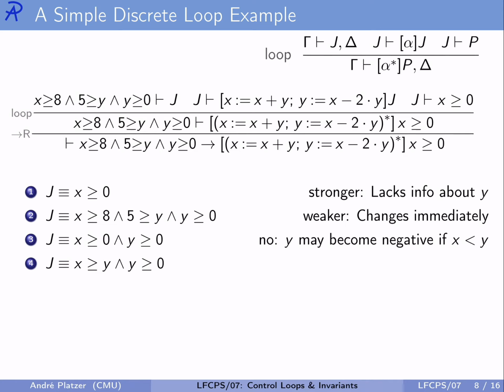Now let's try and understand whether the induction step works out. So if we have that x is greater or equal to y and y is greater or equal to 0, then we're adding two numbers together. That one is greater or equal to 0.